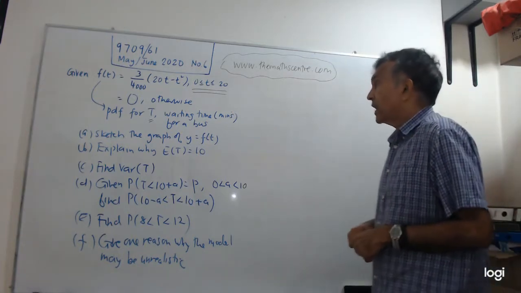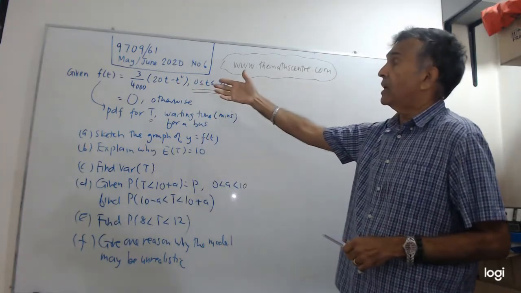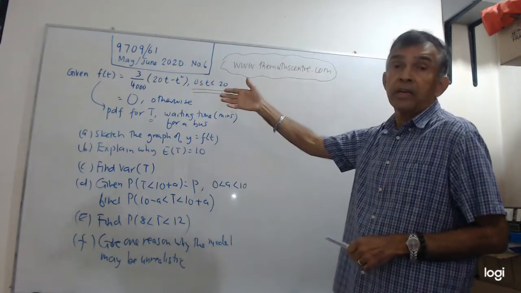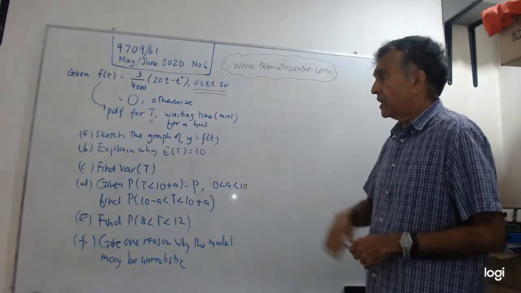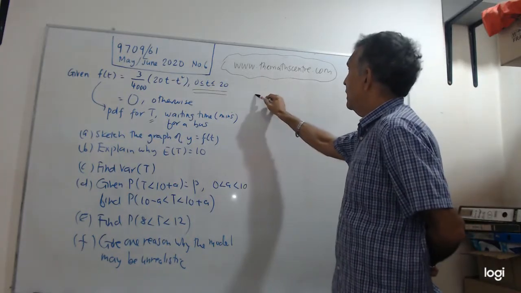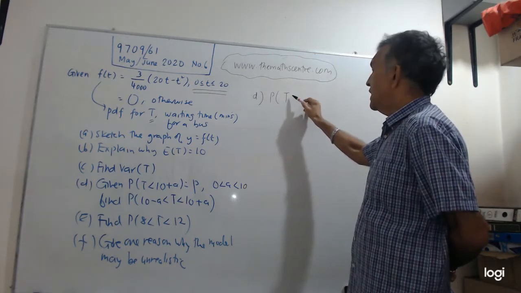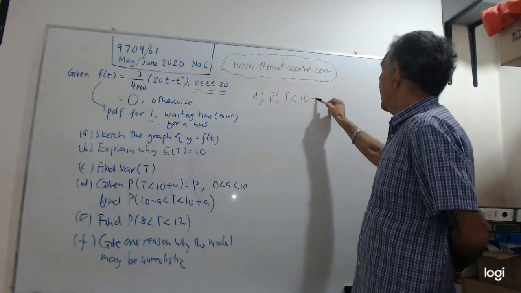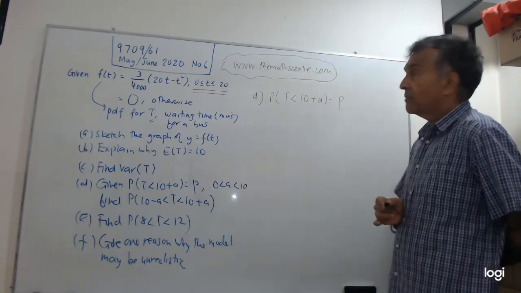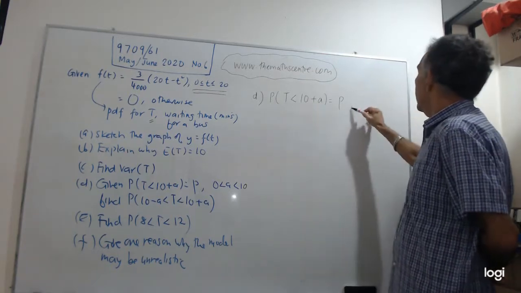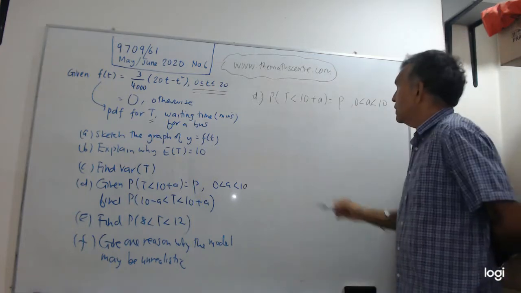So part D, just to recap, we have a quadratic probability density function. We have talked about the symmetry of it. In part D, you are given that the probability of t less than 10 plus a equals P. And they tell you that a is between 0 and 10. So what does this mean?